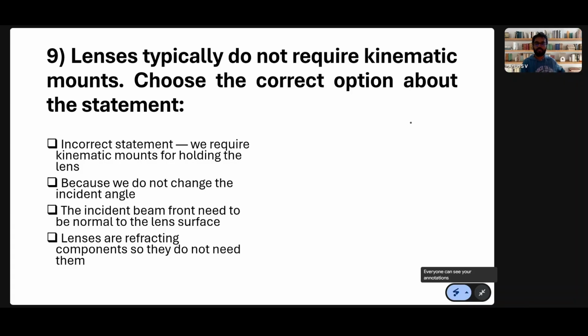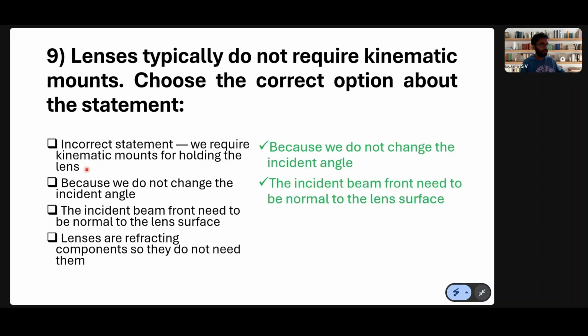So the correct options are two: because we do not change the incident angle, so the incident angle remains constant, they do not require kinematic mounts. And then the incident beam front needs to be normal to the lens surface.